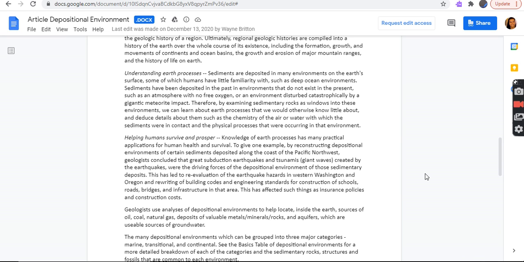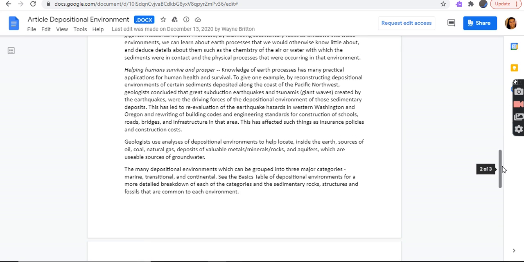Therefore, by examining sedimentary rocks as windows into these environments, we can learn about these earth processes that we would otherwise know little about, and deduce details about them, such as the chemistry of the air or water with which the sediments were in contact, and physical processes that were occurring in that environment.